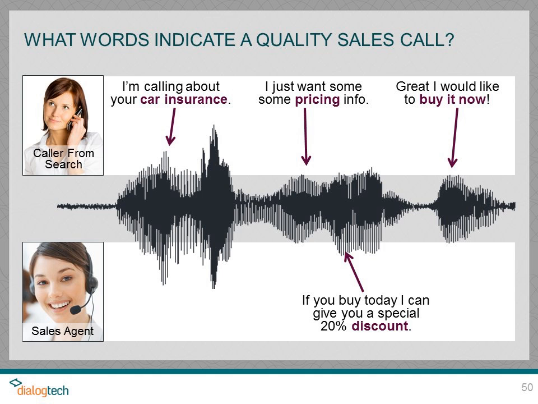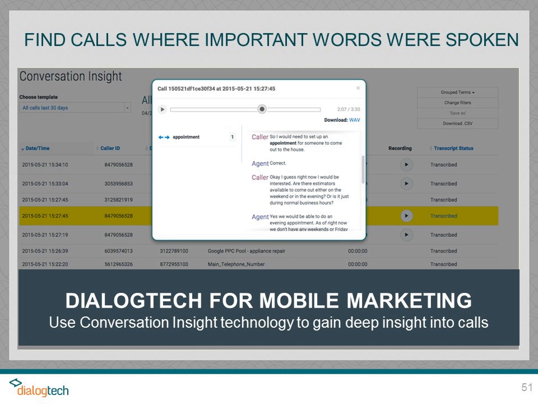How frequently are they being used in your conversations? Conversation Insight is a tool from DialogTech that can do that. And here's an example of a screenshot where someone was searching for the word appointment. You can see in the background all the actual calls where the word appointment was being used. And you can drill into each of those calls and see who said the word appointment, where in the call that word was used and how it was used.